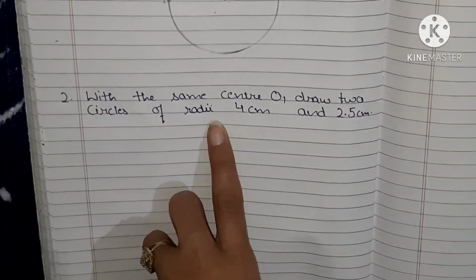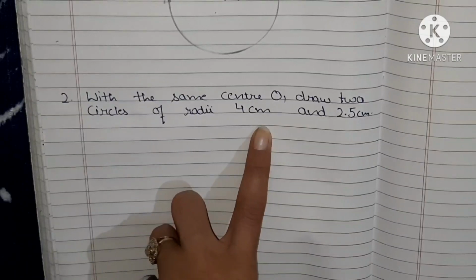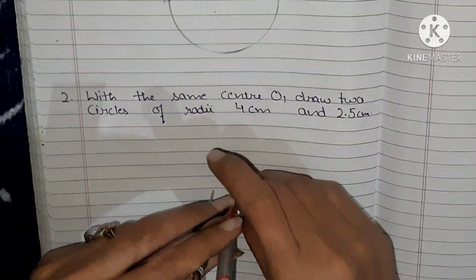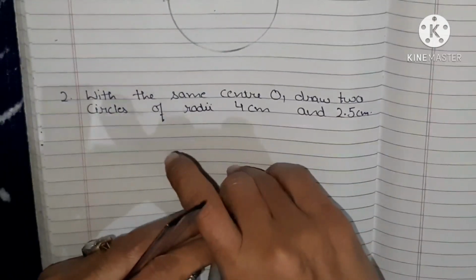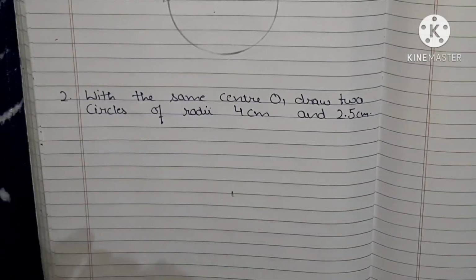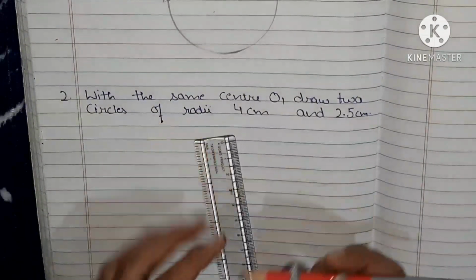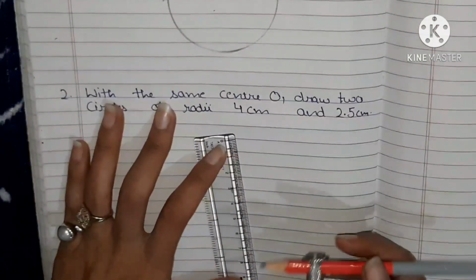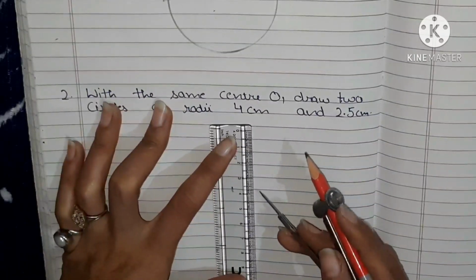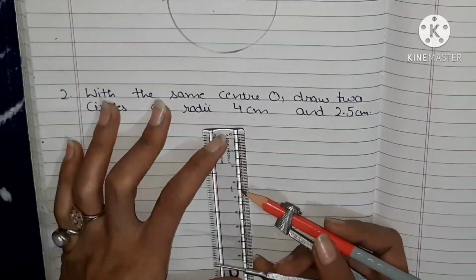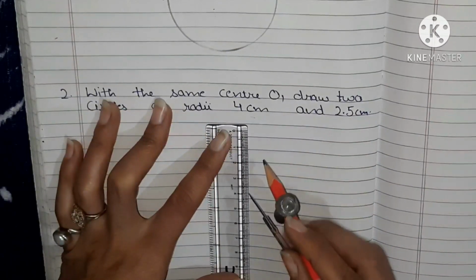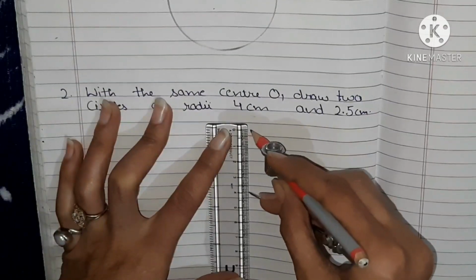First of all, let us draw a circle of radius 4 centimeter. We have already attached the sharpened pencil in the compass. Now we are going to stretch the compass on a ruler. First of all, we have to take a radius of 4 centimeters, so we keep the needle arm on 4 and then stretch it till 0.